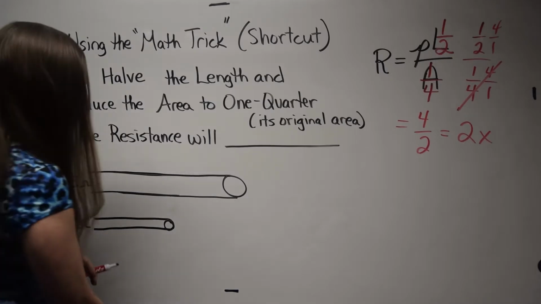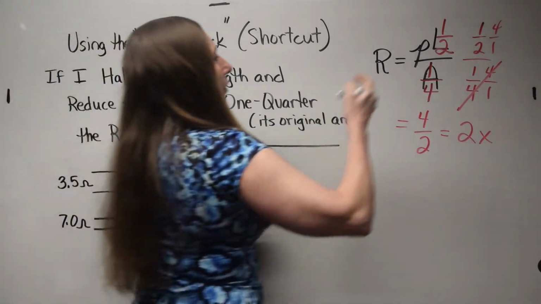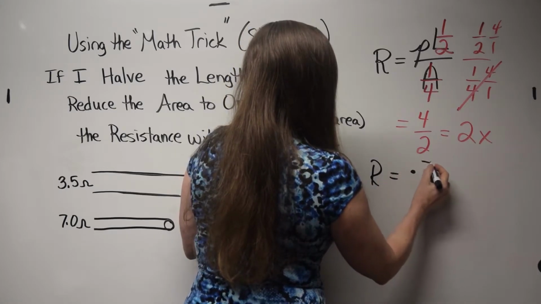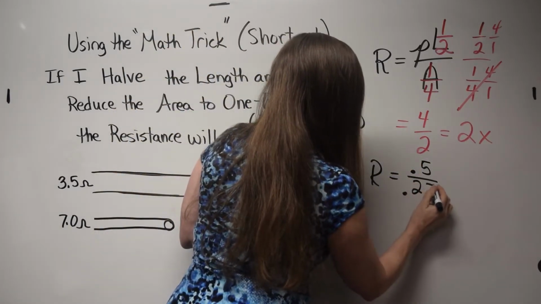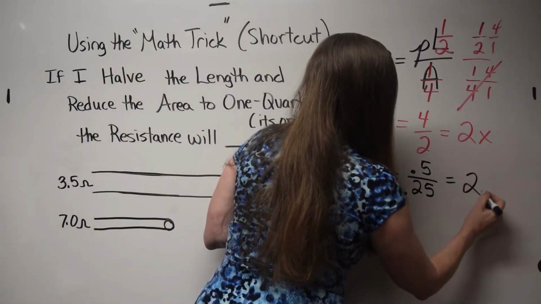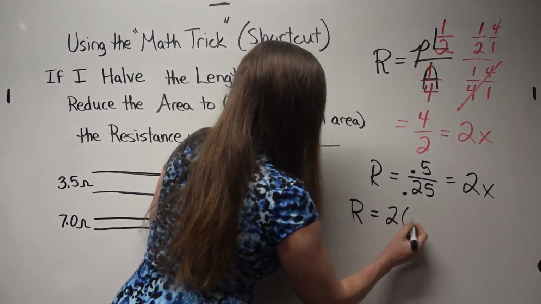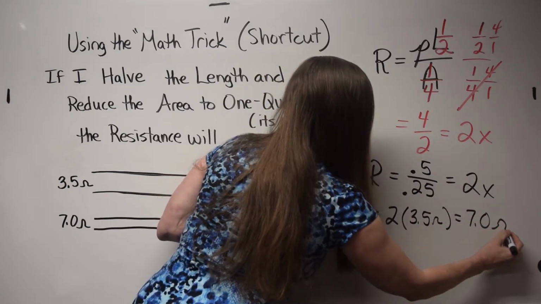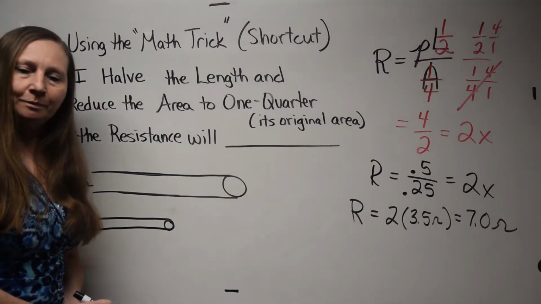Now the other way that you could do this, well, 1 divided by 2, 1/2, is 0.5. 1 divided by 4, 1/4, is 0.25. 0.5 divided by 0.25 is also going to give you 2 times. So the new resistance is 2 times the original, 2 times 3.5, or 7 ohms.